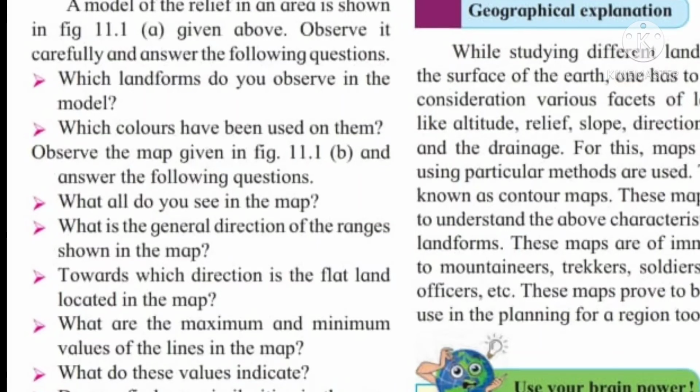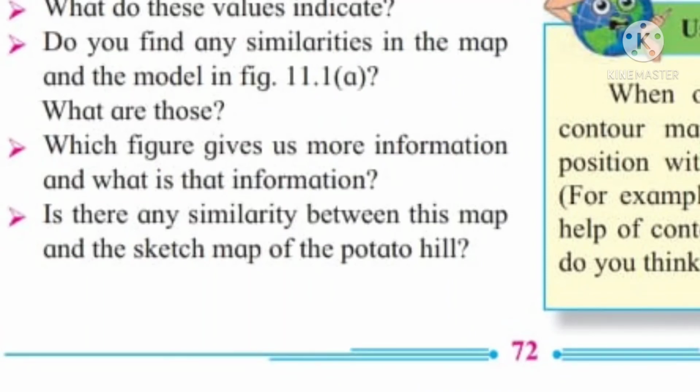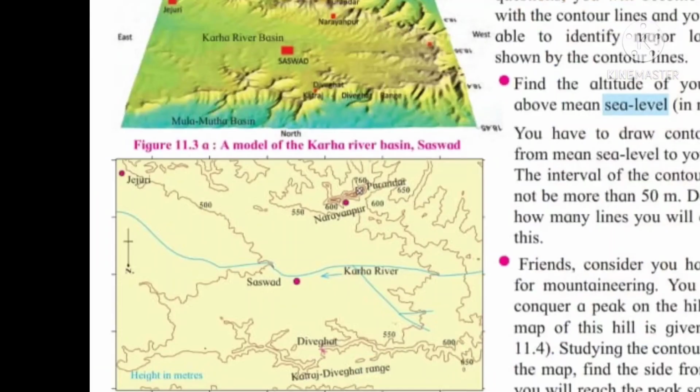What are the maximum and minimum values of the lines in the map? They are 600 and 800. What do these values indicate? They indicate contour line intervals. A 3D model is given above in figure 11.3a. The northern part of the model shows the basin of the river Mulamutha. To its south is the Katraj Diveghat range extending from the west to east. Beyond that, some portion of Kara basin is seen.